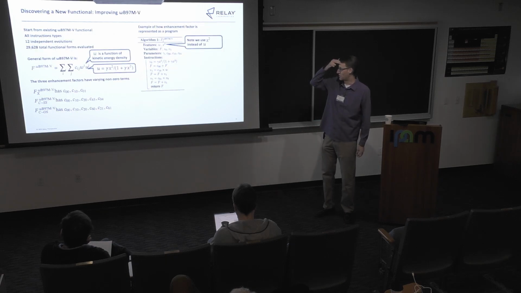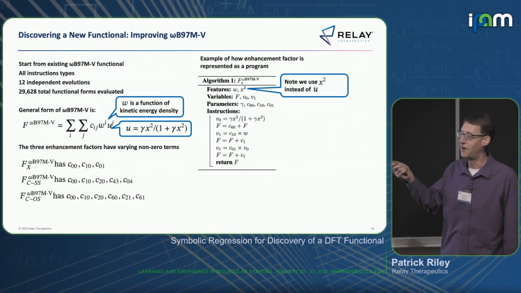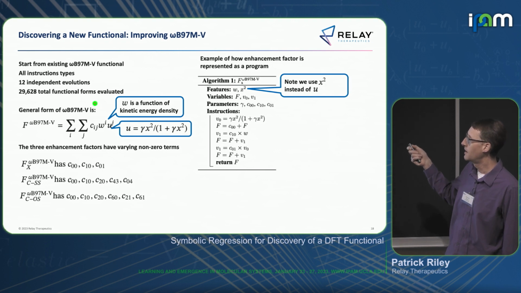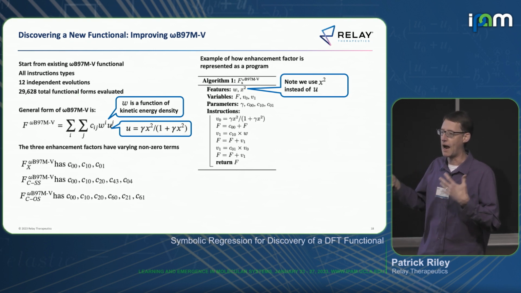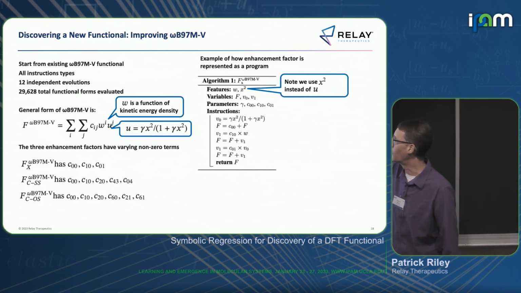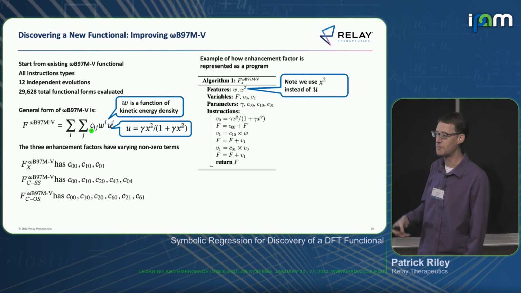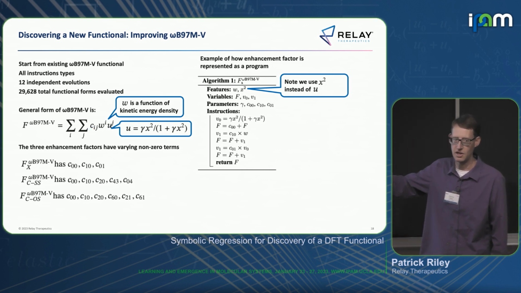Now let's talk about the real thing. We are going to try to improve on an existing functional, which is this WB97M-V functional. I should explain a little bit of where this functional came from. We have this big data set, and they basically said, okay, I'm going to have a functional of the following form. It's going to have some set of terms which are just this expansion of powers of W and U, and it's going to fit these constants. They had a particular way of picking a subset of those terms and then fitting those constants.